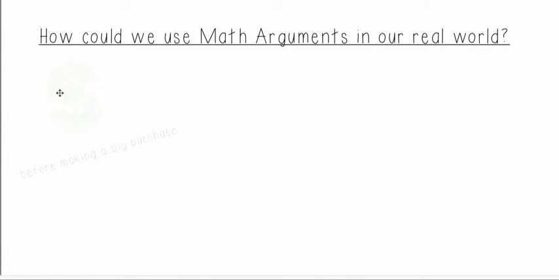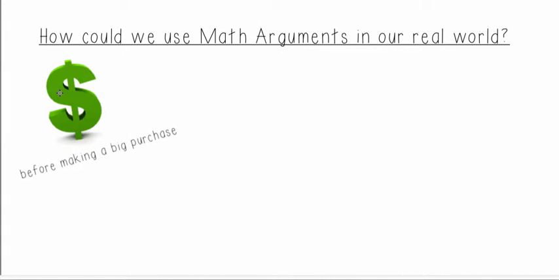Let's take a look at a few examples of how we might make math arguments in the real world. So for instance, before making a big purchase, I'm going to decide if spending that much money is a good choice for maybe me personally or my family, or maybe you've wrestled with that idea if you were making a purchase for yourself.